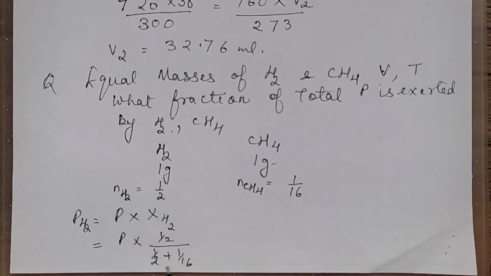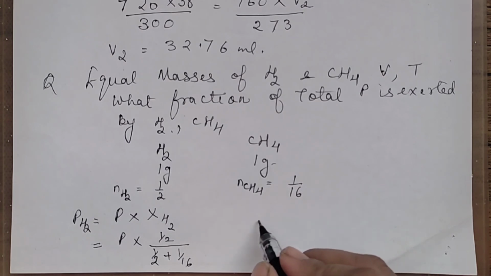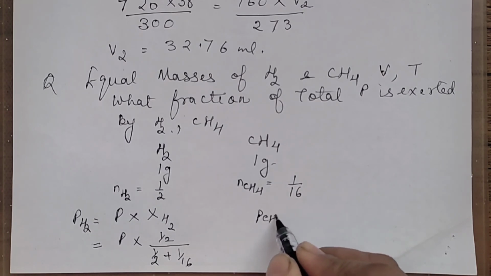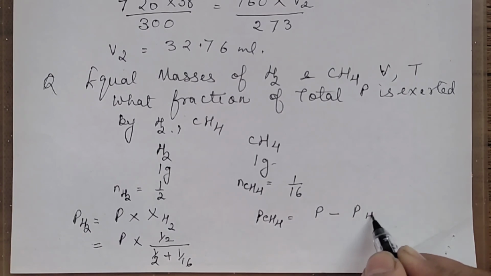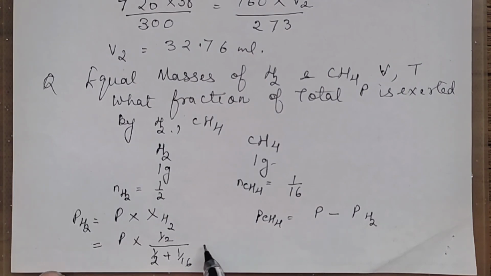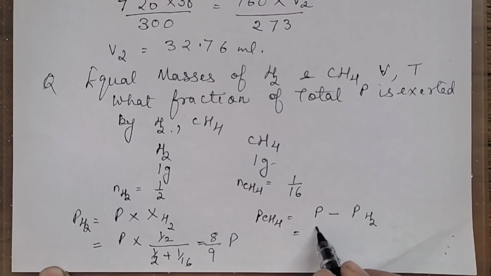So, you will calculate the mole fraction: moles of one divided by the sum of both the moles. Okay, you can calculate the mole fraction of hydrogen, and then the partial pressure of methane would be equal to the total pressure P minus the partial pressure of hydrogen. Is this clear? You can further solve this. You can take the LCM and solve here. You will get this as 8 by 9, 8 by 9 of the total pressure. The partial pressure of methane will be equal to 1 by 9 of the P.